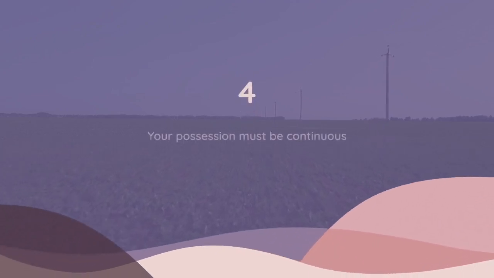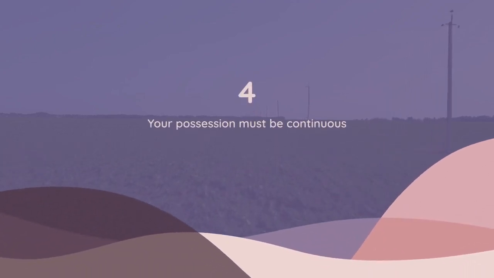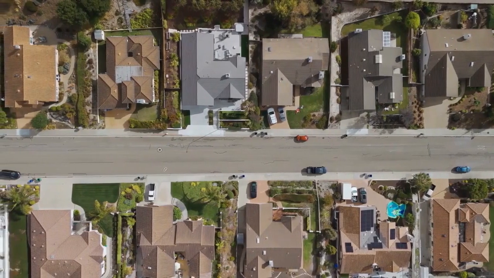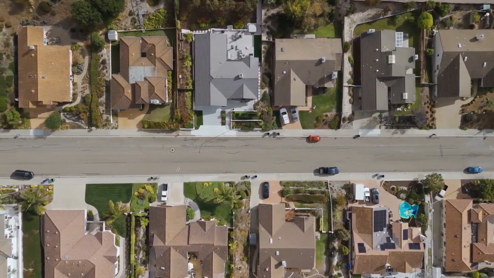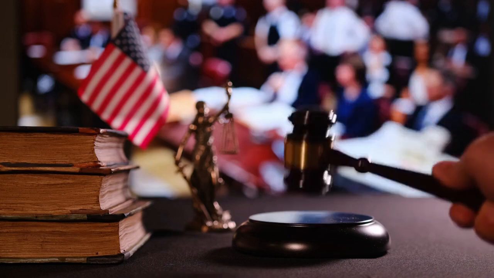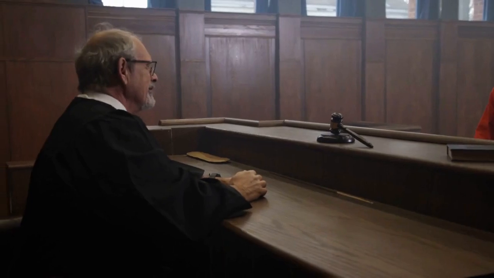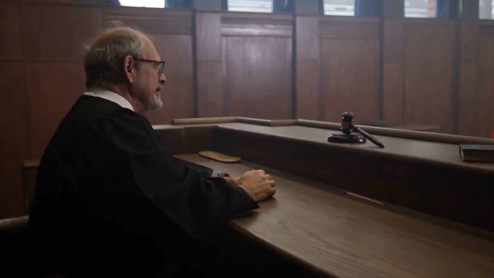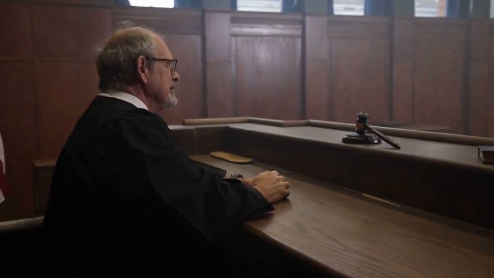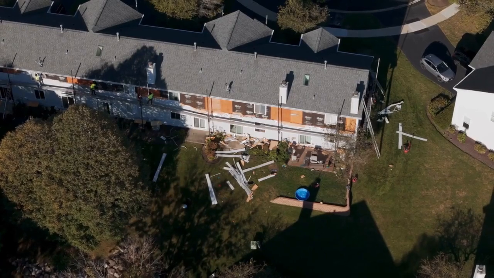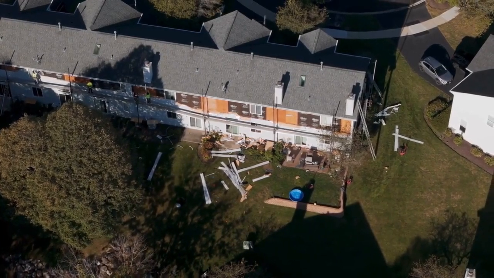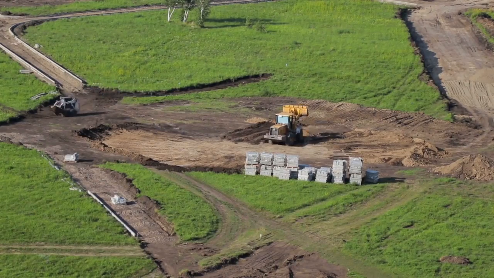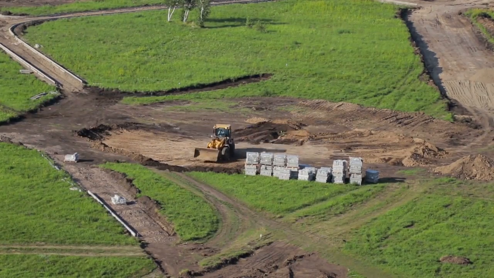Fourth, your possession must be continuous. You must occupy the land without interruption for a specific period. This period varies greatly by state. It could be 5 years in one state, 10 years in another, or even 20 years in some places. You cannot abandon the property for long stretches. Your use must be consistent, just like an actual owner would use their land.